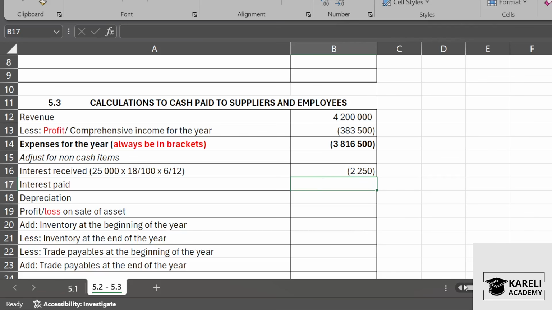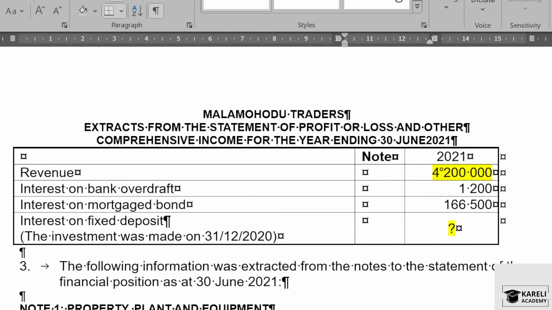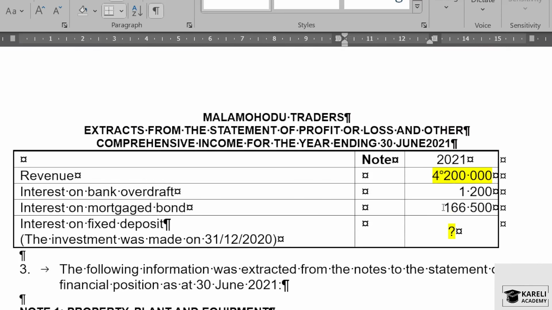Now we also want interest paid. Interest paid, we will get it as well from the statement of profit or loss. Given we have interest on overdraft as well as interest on mortgage bond, you can write them separately, calling them interest on overdraft, below interest on mortgage bond, or you can add them under interest paid.